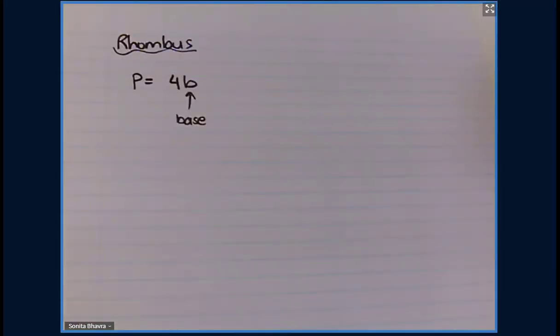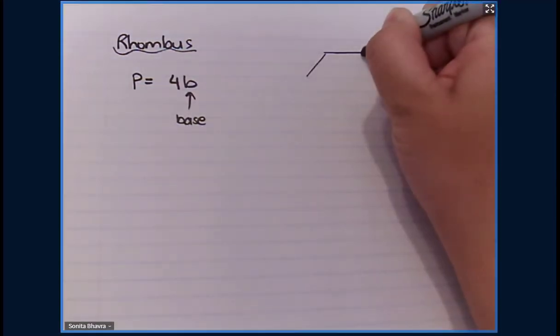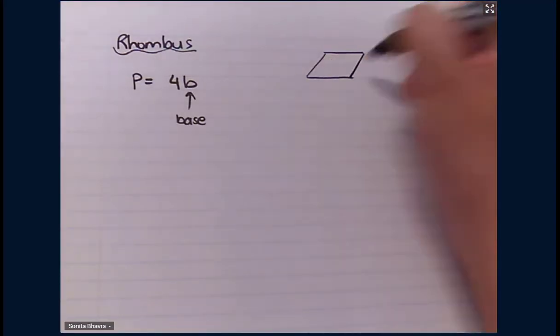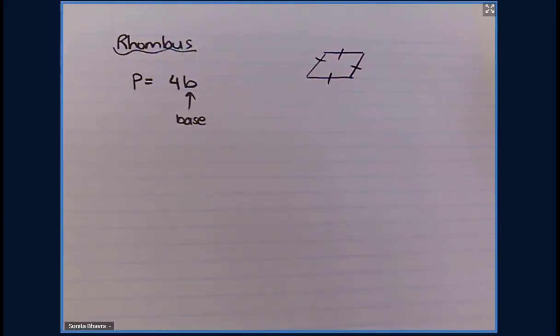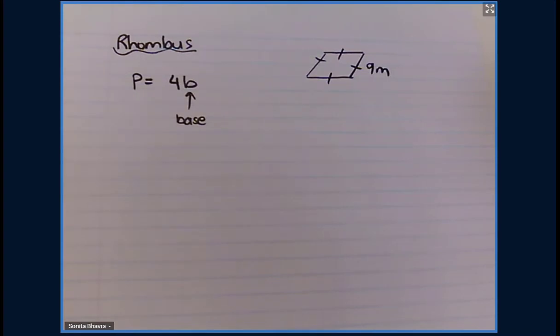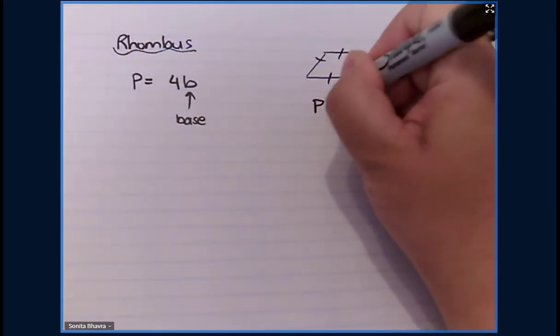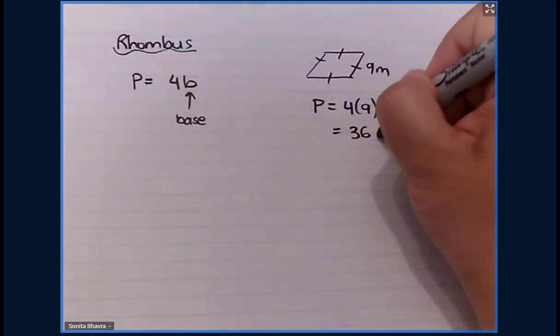All right, so next we're looking at the perimeter of a rhombus. The formula is P equals 4B, and usually the B represents base. If we have a rhombus here, it's basically a tilted square, like so, and each side is still the same measurement. Let's say we're given 9 meters for the side. So P equals 4B, so it will be 4 times 9, which is 36 meters.